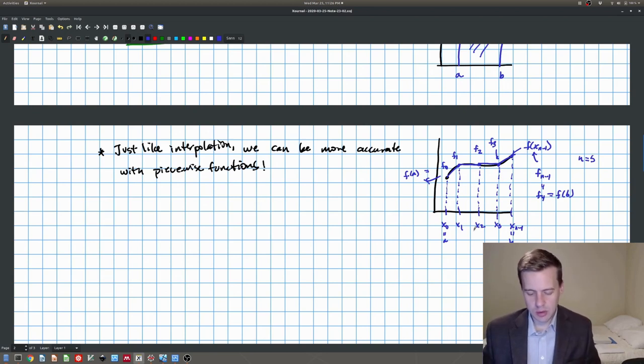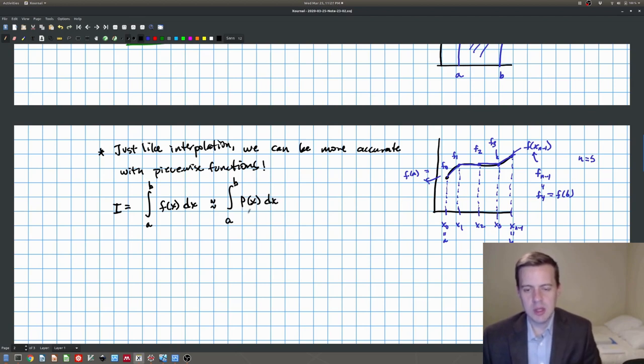My notes are a little out of order. Pardon my lack of organization here. So let me make sure I've got black. All right, so now I'm going to write my integral from a to b of f of x dx, and I'm going to say that's going to be a to b of some polynomial of x dx, but this polynomial I said is going to be piecewise. So really what I'm going to do is go from x0 to x1 of p0 of x dx plus x1 to x2 of p1 of x dx plus, you know, etc.